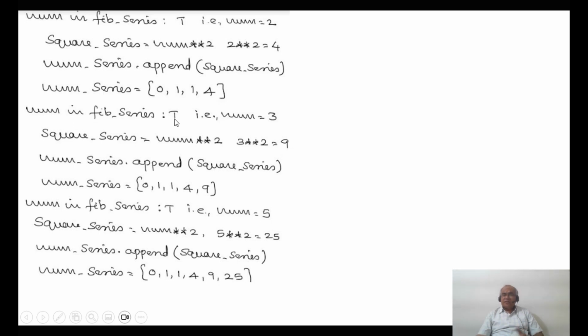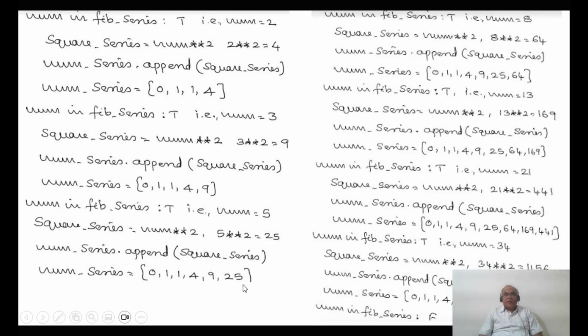Similarly, num in fib series? Yes. Num is equal to 3. Square series is 3 to the power of 2, 3 square, which becomes 9. So you append that. Now you can see 0, 1, 1, 4, 9. Then is num in fib series? Yes, definitely it is there. Condition is true. Num is equal to 5. Find the square of that number, 25. Append that to num series. You'll get 0, 1, 1, 4, 9, 25.